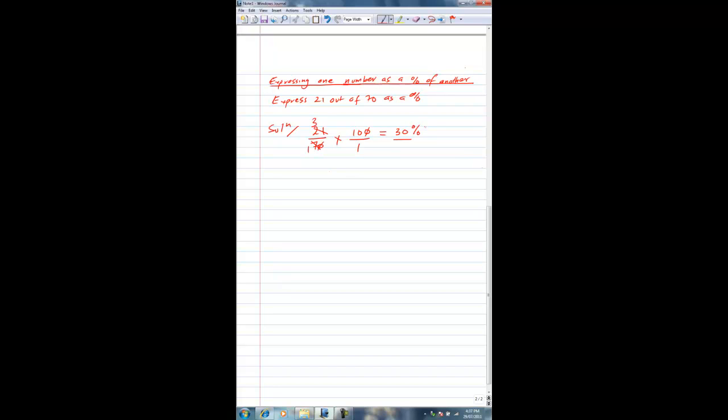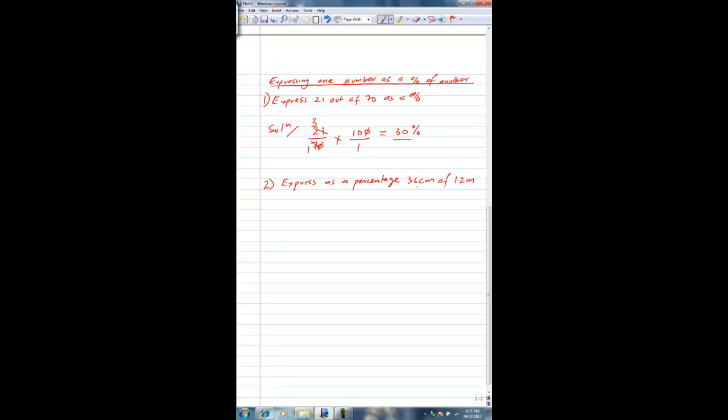Let's look at another example. So let's call this example 1. We'll look at another example, and let's say express as a percentage 36 centimeters of 1.2 meters. Now watch carefully.